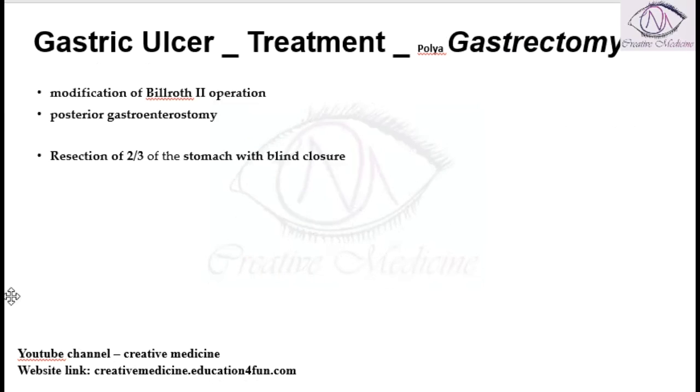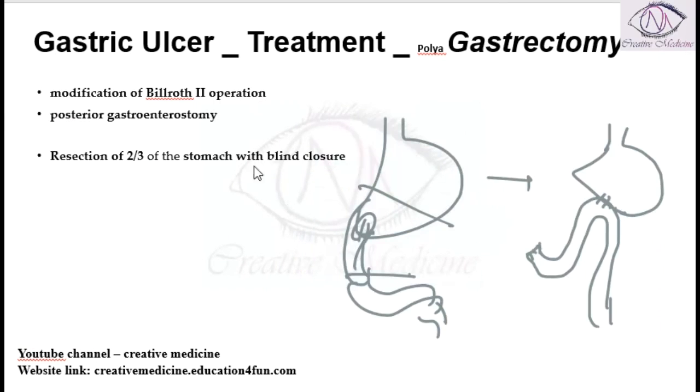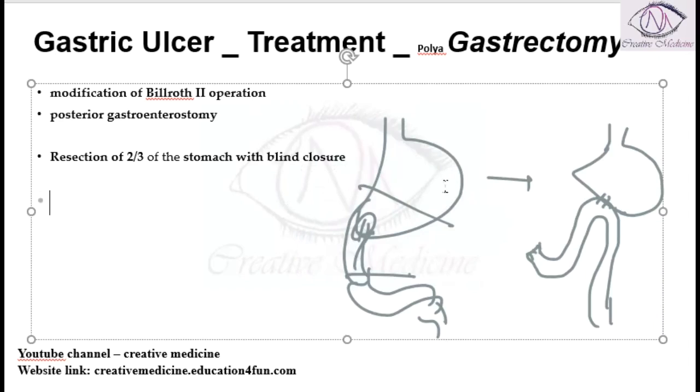Here you are doing first resection of two-thirds of the stomach. Then, followed by resection of two-thirds of the stomach, you will close the duodenal stump here, followed by the anastomosis of the stomach with the duodenum.